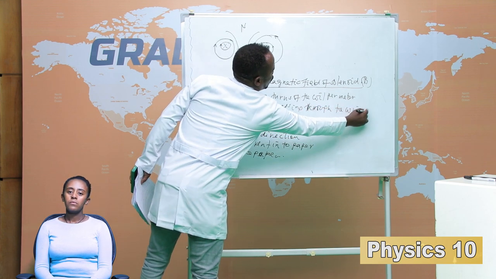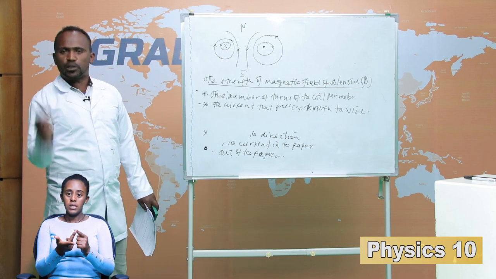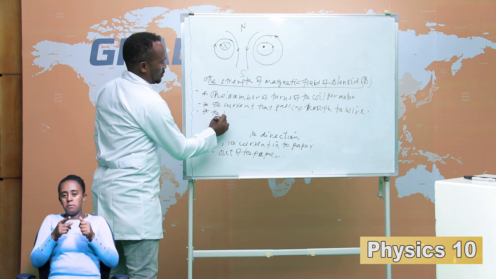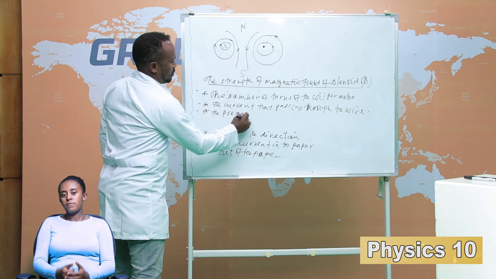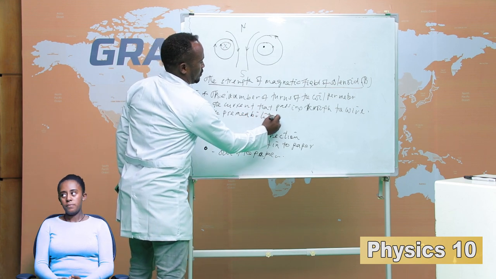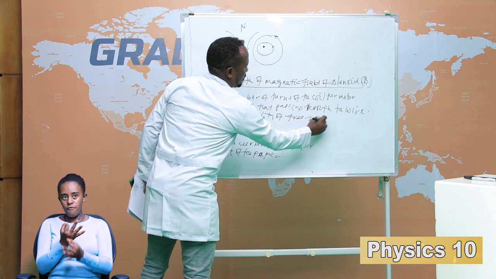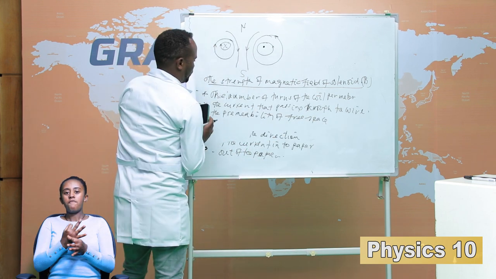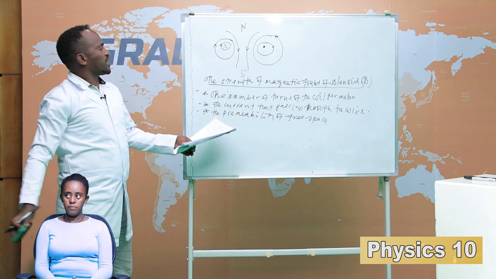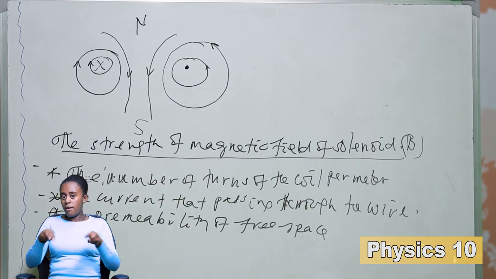Through the wire. The third one is the permeability of free space. Free space is the factor that the magnetic field depends on.